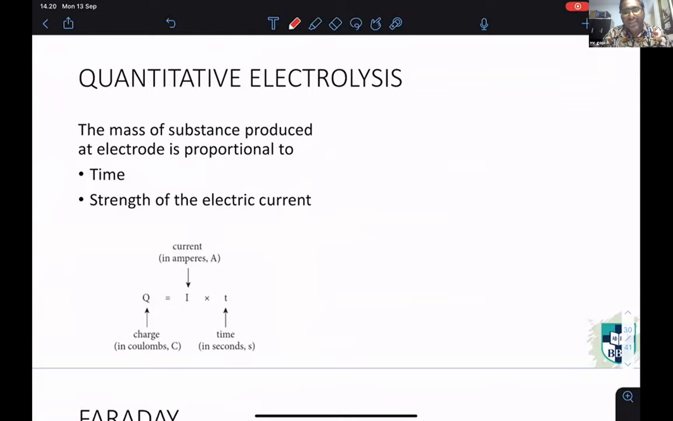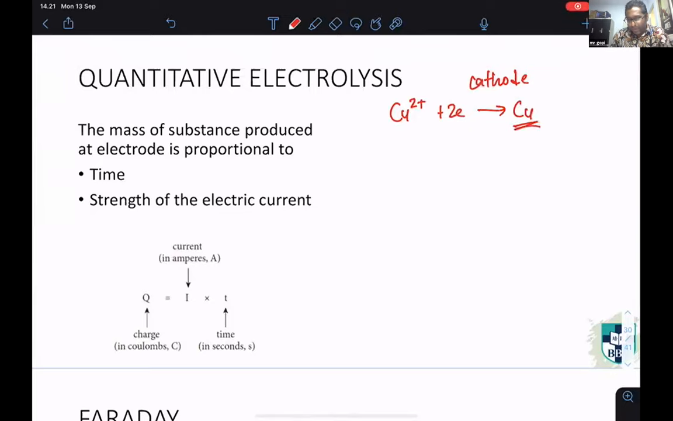Now, the mass of substance produced at the electrode, for example, if I'm doing electrolysis of copper ions, Cu2+ plus 2 electrons gives copper. This happens at the cathode. When this happens, it means I am having a deposit of copper. The mass of copper produced depends on the time, how long I do the electrolysis. It also depends on the strength of my electric current.